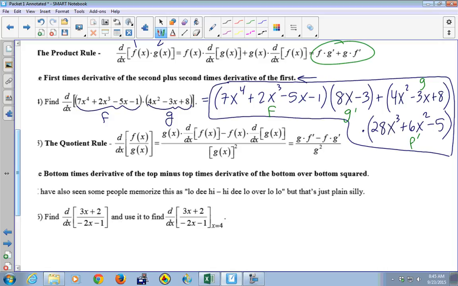Okay, so my quotient rule, the derivative of f over g is g times f prime minus f times g prime all over g squared. And I like to think of this, again, as numerator and denominator, or bottom and top. And I find it easier to remember an English words version than the symbols. So it's the bottom times the derivative of the top minus the top times the derivative of the bottom over the bottom squared.